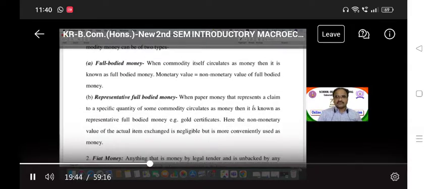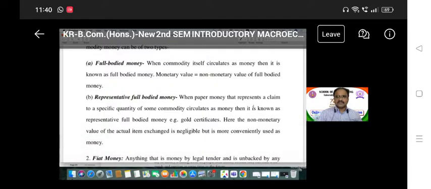What is full bodied money? When a commodity itself circulates as money, it is known as full bodied money. That means the monetary value is equal to the non-monetary value of full bodied money. When the commodity itself circulates, it is legal money. This is given by the government. It is represented by the RBI. Excellent. That is full bodied money.